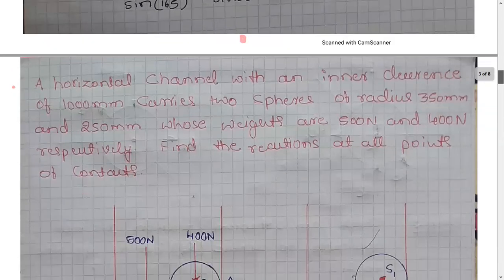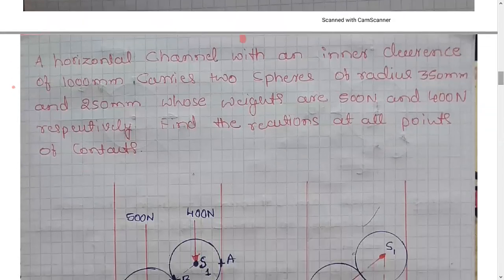Okay, next one. If you move on to the next problem, what does the next problem say? A horizontal channel with an inner clearance. The inner space available in a horizontal channel is 1000 mm, which carries two spheres having radii of 350 mm and 250 mm, and whose weights are 500 Newton and 400 Newton respectively. Find the reaction at all the points of contact.